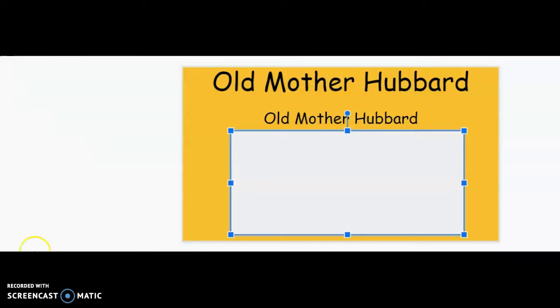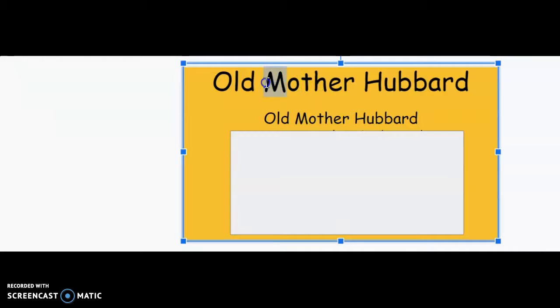Good listening today. Let's do our poem. Hi. Our poem this week is called Old Mother Hubbard. We're going to start off by just saying the first sentence. Old Mother Hubbard. Oh, I wonder what's going to happen.